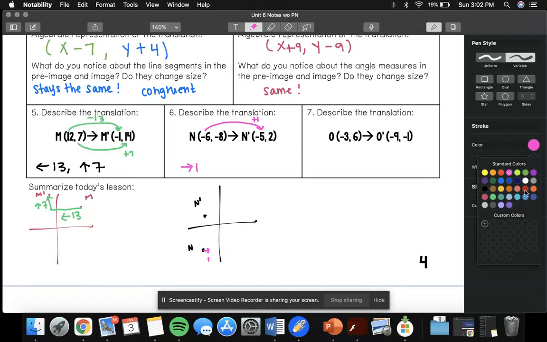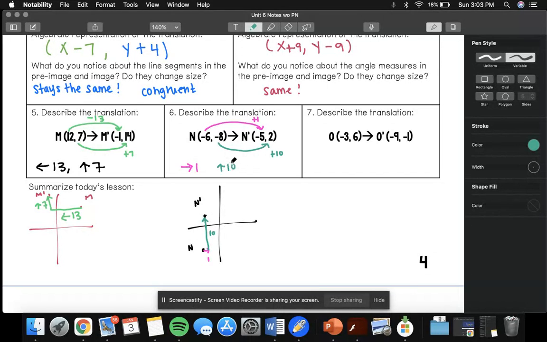Okay. Then we have movement on the y values. To go from -8 to 2, it has to go to 0. So it has to go up 8. Then it has to go up 2 more. So that's up 10. So up to 0 and then up 2 more. So the total translation would be movement right 1 and up 10.